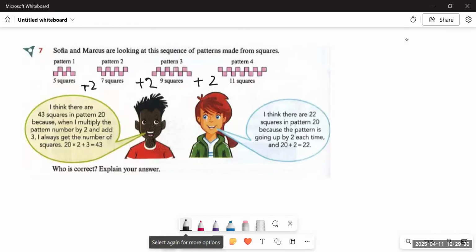Now, Marcus says, I think there are 43 squares in pattern number 20 because when I multiply the pattern number by 2 and add 3, I always get the number of squares. And Sophia says, I think there are 22 squares in pattern number 20 because the pattern is going up by 2 each time and 20 plus 2 is equal to 22. So let's see who is correct.